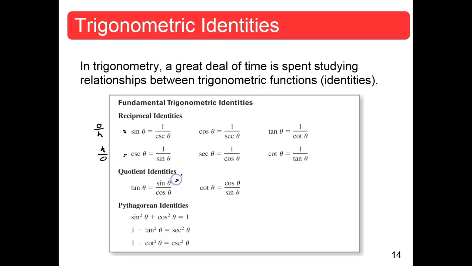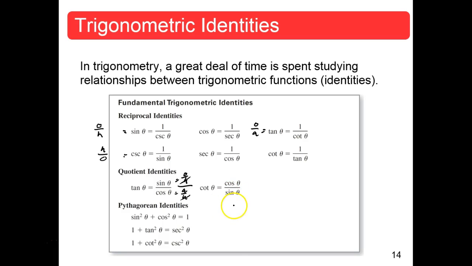Now, sine being opposite over hypotenuse, cosine being adjacent over hypotenuse, divide those, multiply out the hypotenuse, and you get opposite over adjacent, which is exactly what tangent is. Okay, opposite over adjacent. So you see, they all work out this way. These identities build on each other. So let's do the Pythagorean identity.